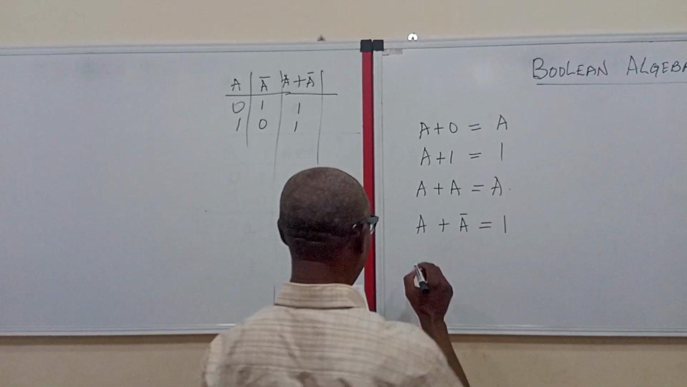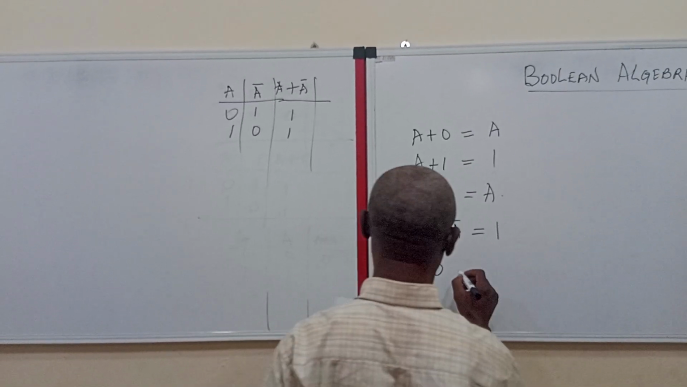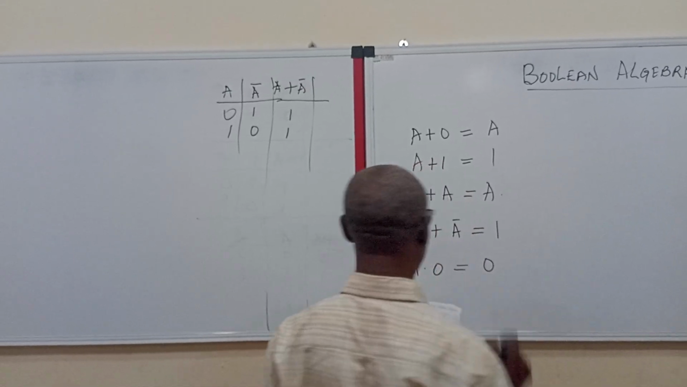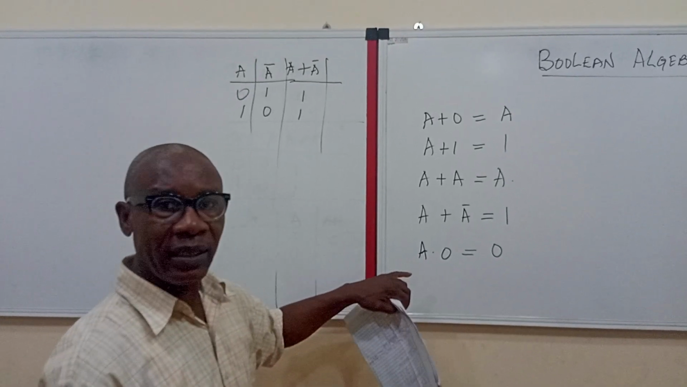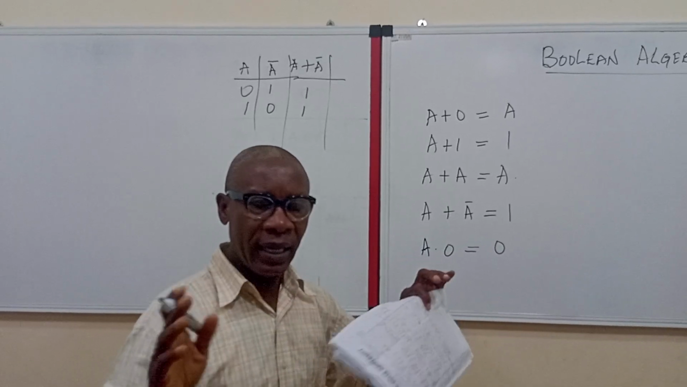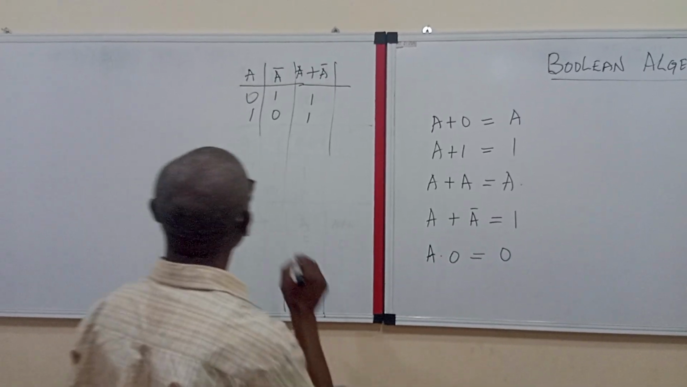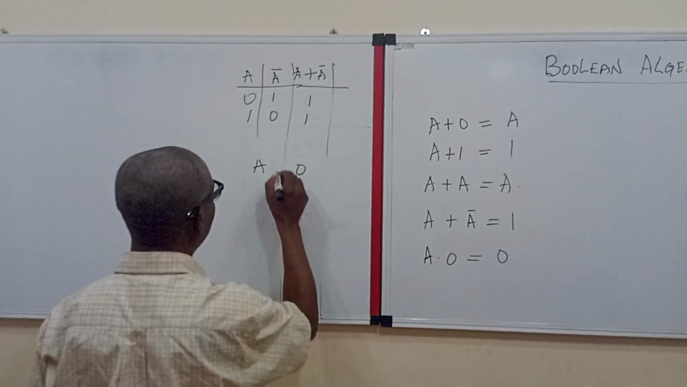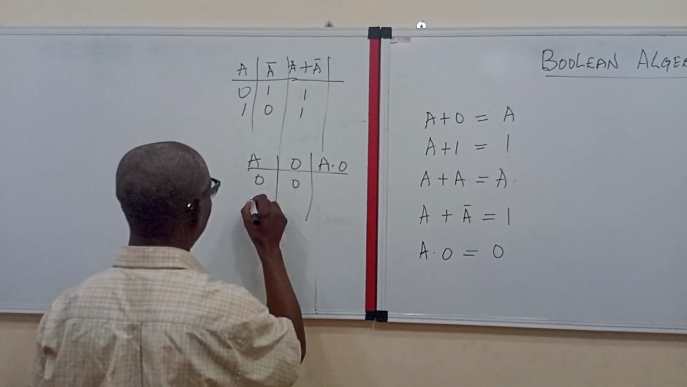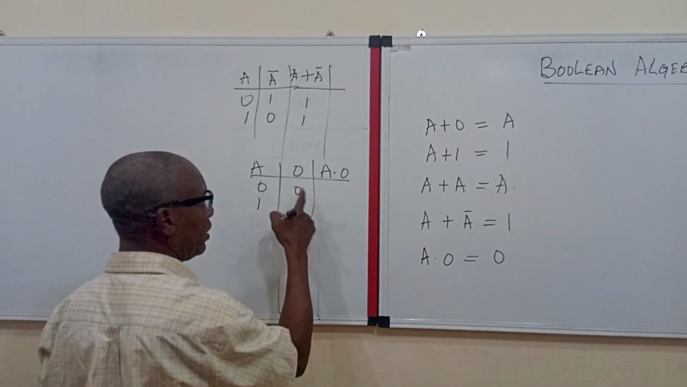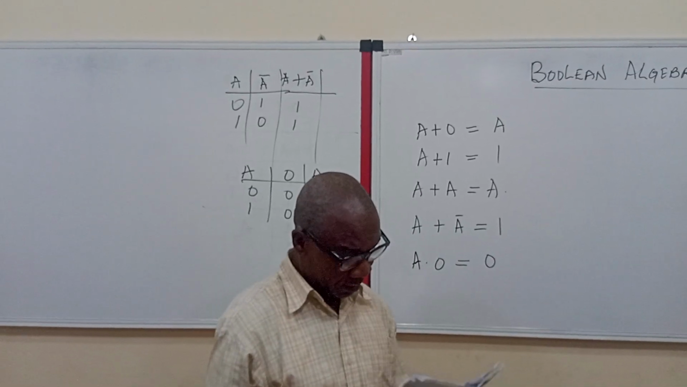Then the next we have is A dot 0. A dot 0 will give us 0. A and 0, because this is the AND operator. We saw this in the last video where we used a circuit diagram to explain it. So A and 0 will give us 0. If we use a truth table, we have A, we have A dot 0, we have 0, 0, 1, 0. 0 and 0 will give us 0, 1 and 0 will still give us 0. So A dot 0 will give us 0.